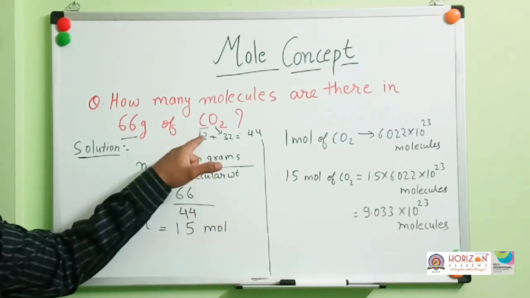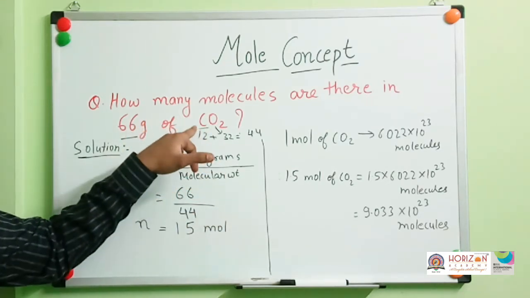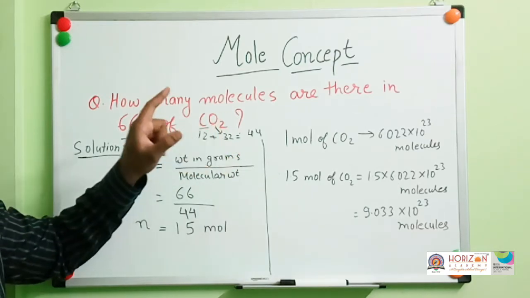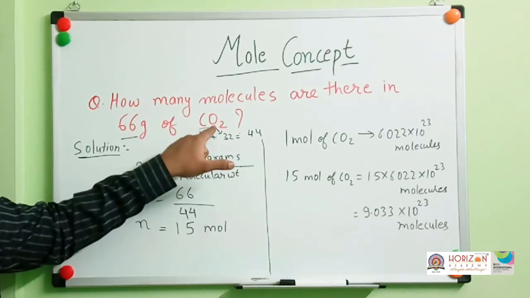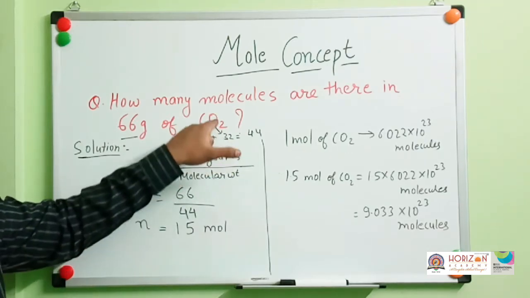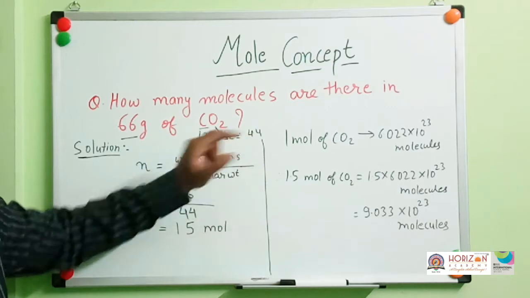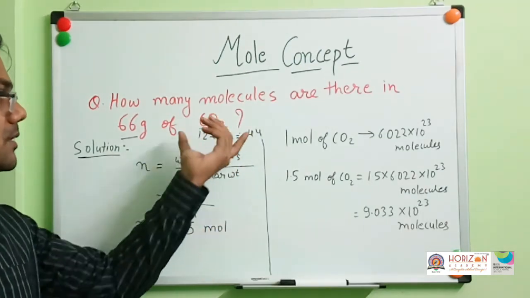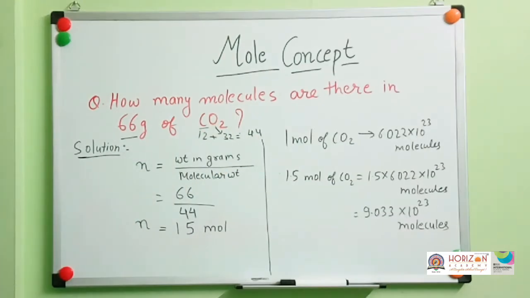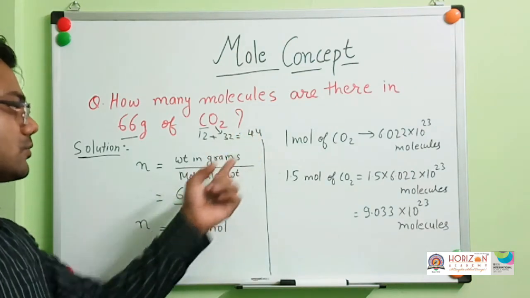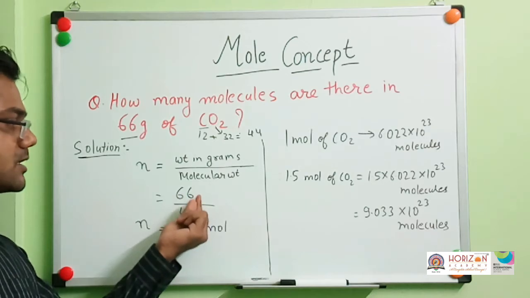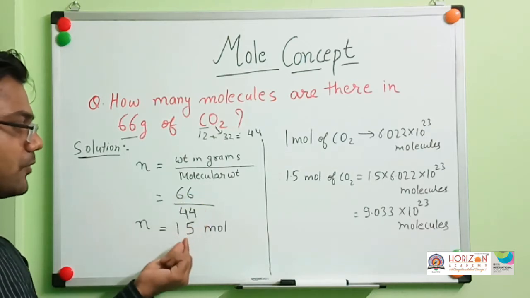Then the molecular weight. The molecular weight of CO2 can be calculated by adding the atomic masses of C and O2. Carbon has atomic mass 12, a single oxygen has atomic mass 16, but 2 oxygens are there, that's why 32. So C 12 plus 32, that is 44. So 44 is the molecular mass of CO2. If you do a lot of problems, you will remember the molecular masses of general molecules like CO2, water, etc. So the value 44 should be put in the denominator. By dividing 66 by 44, you will get the answer 1.5.